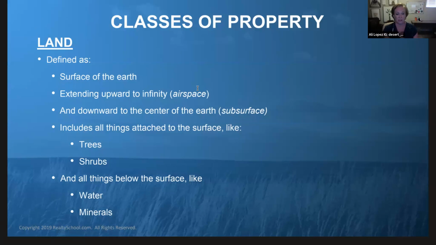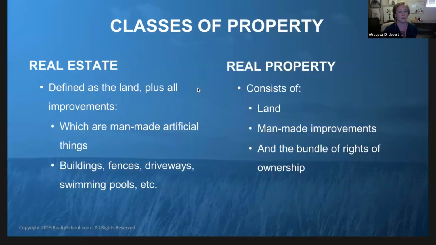Water and minerals can turn out to be a really big deal for a lot of people when it comes to purchasing land. Maybe you guys have heard about all the controversy about the water restrictions here in Clark County and the digging of personal wells. This is a big deal. Real estate is defined as land plus its improvements, which are all man-made artificial things: buildings, fences, driveways, swimming pools, etc.